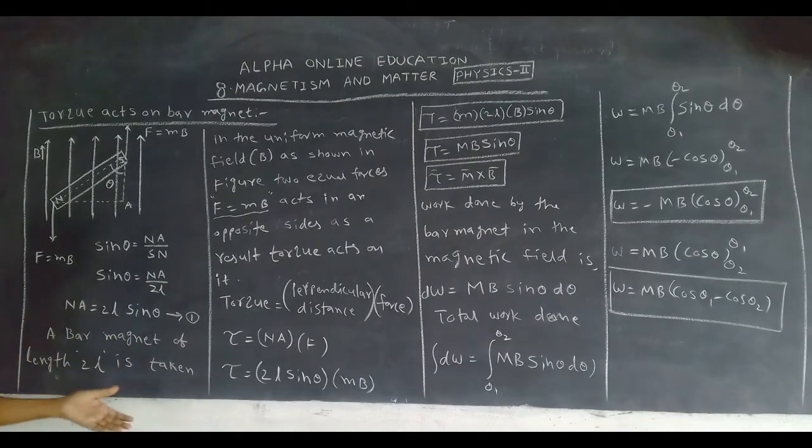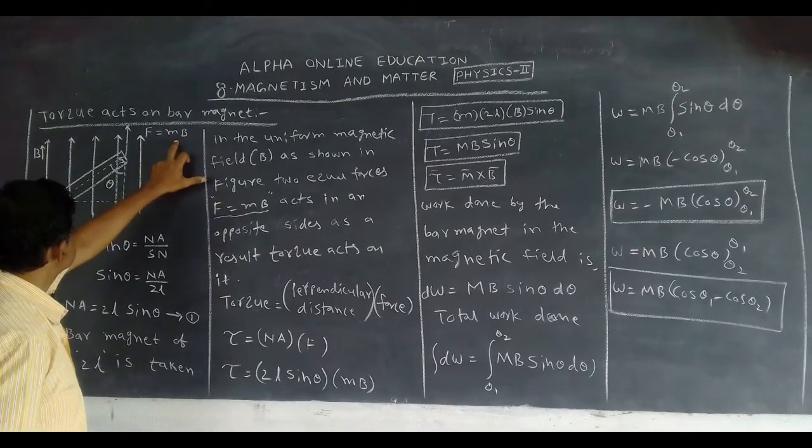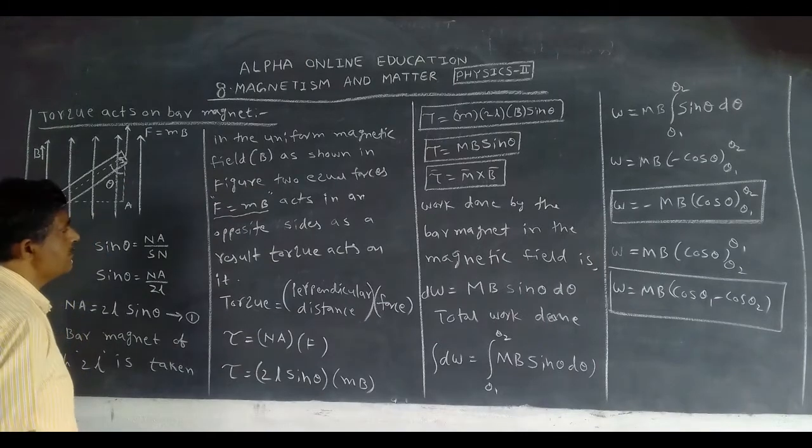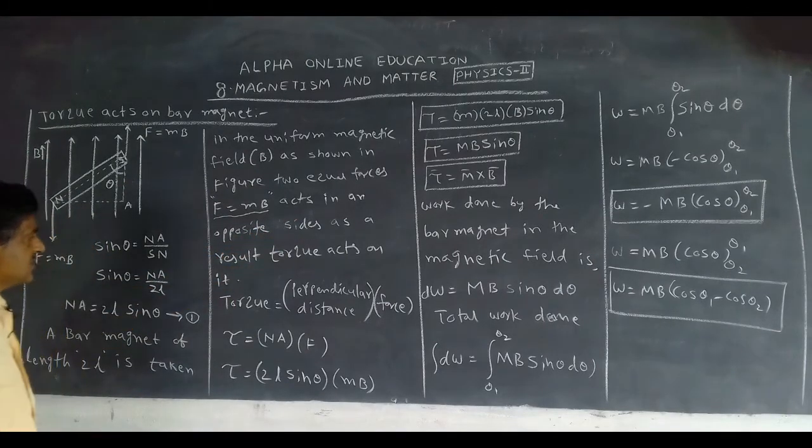Now I have written it in words. A Bohr magnet of length 2L is taken in the uniform magnetic field B as shown in the figure. Two equal forces. What are the forces? F is equal to mB. F is equal to mB, acting on opposite sides. As a result, torque acts on it.